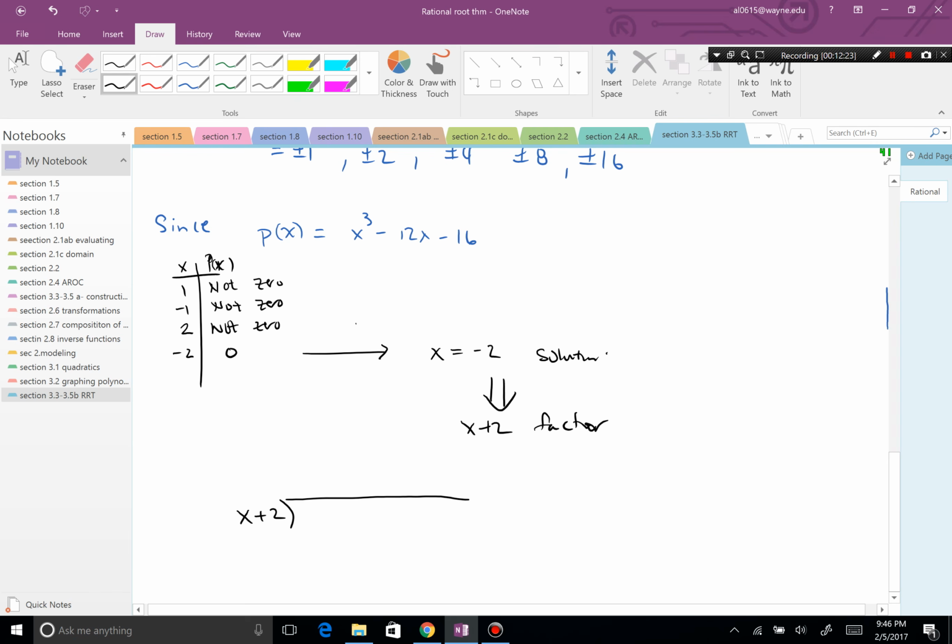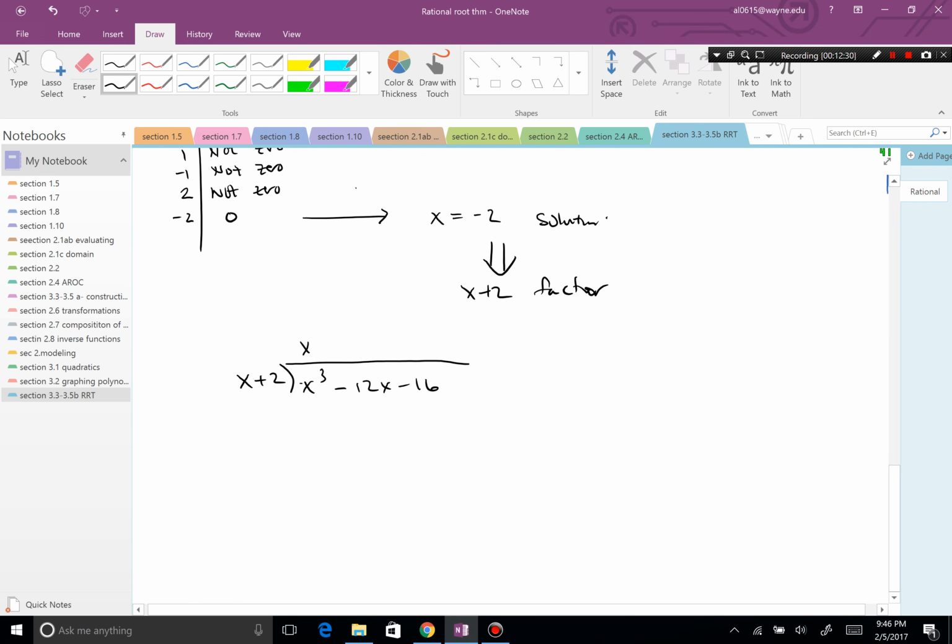I'll divide it into x cubed minus 12x minus 16. So you'll see that this is going to be x squared, x cubed. Remember, it should go in evenly, right? Plus 2x squared. Subtract. Negative 2x squared minus 12x minus 16. This is going to be negative 2x. Negative 2x squared minus 4x. And I need to subtract that off again. This gives me 8x minus 16, which gives me positive 8.